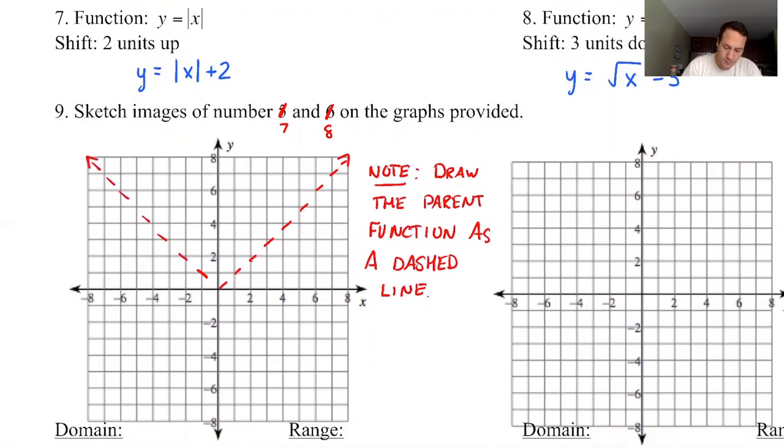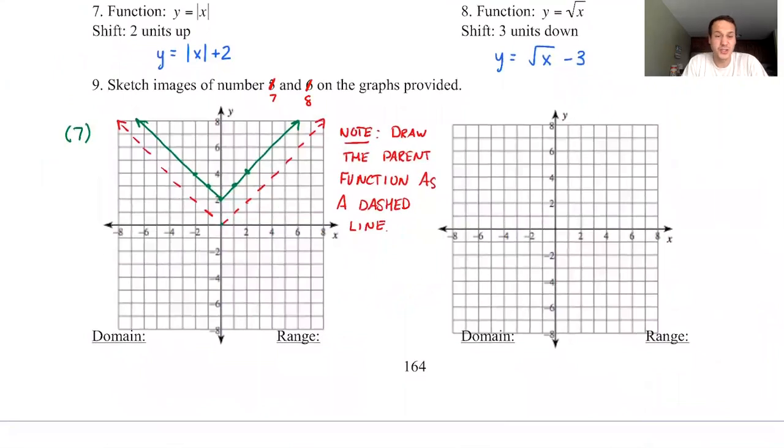Okay. Now, what did I do to this one? The graph of number 7, I shifted up 2 units. So every point, 1, 2, gets moved up 2. 1, 2. 1, 2. 1, 2. Oops, that's not 2. 1, 2. 1, 2. And once you have enough, once you have a few, you can go ahead and draw your graph in.